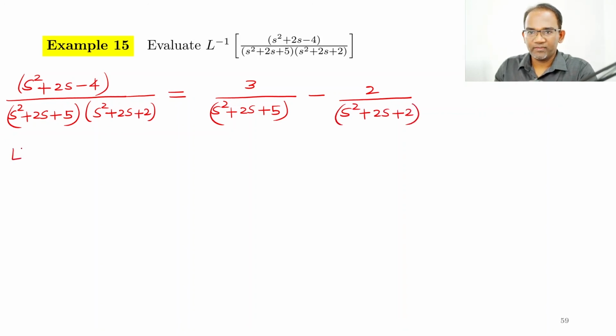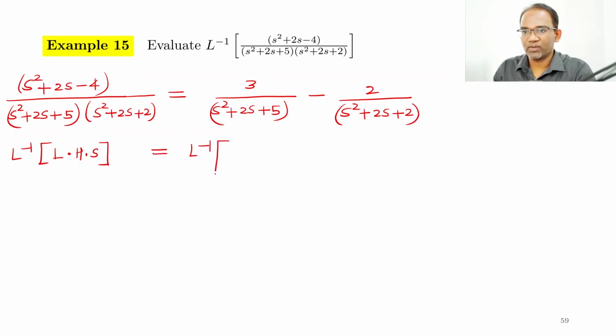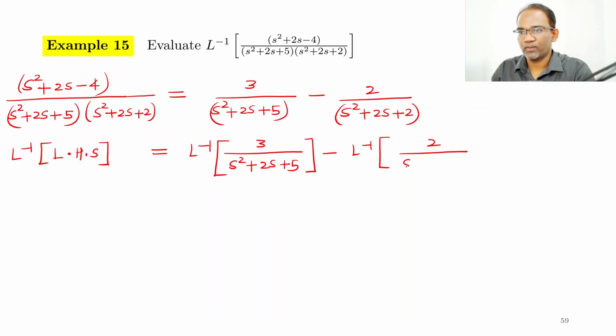In the next step, we'll take the inverse Laplace transform on the left hand side of this equation. This is equal to the inverse Laplace transform of 3 over (s² + 2s + 5) minus the inverse Laplace transform of 2 over (s² + 2s + 2).